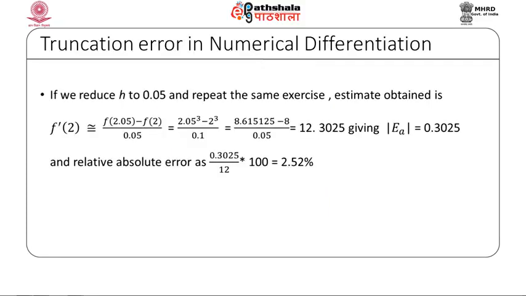Again I reduce the step size h, instead of 0.1 I make it 0.05. So, if I reduce it to 0.05, then the estimate f dash 2 has numerator the difference of f at 2.05 minus f 2 upon 0.05, and so the answer is 12.3025 in this case. So, the absolute error is 0.3025 and relative absolute error becomes 2.52%.